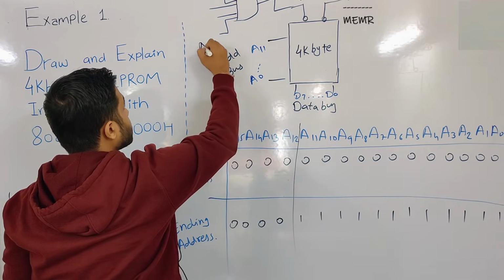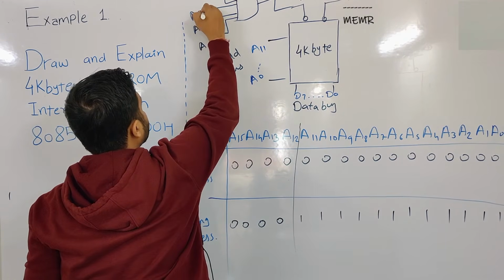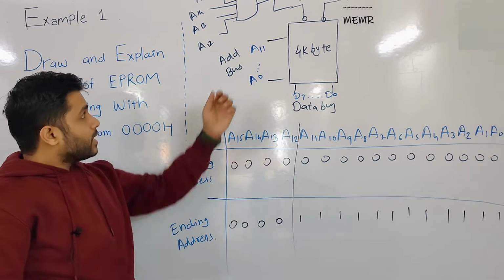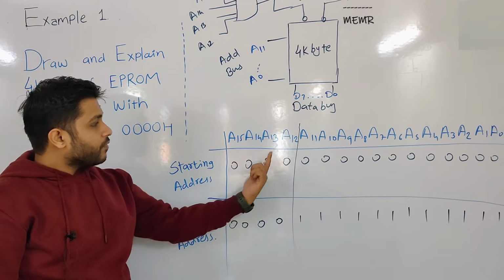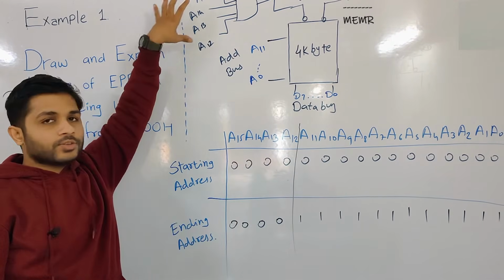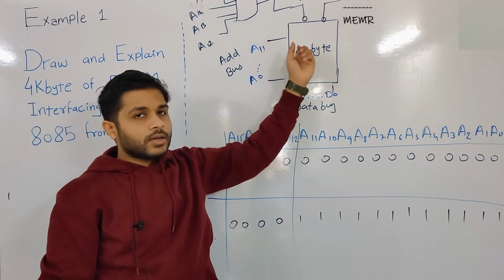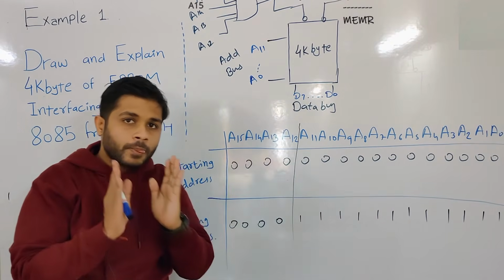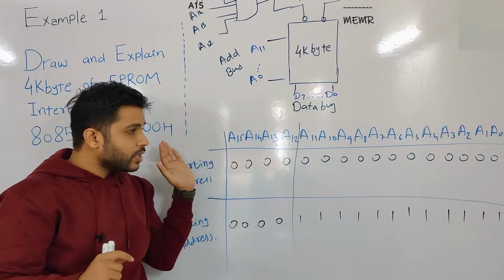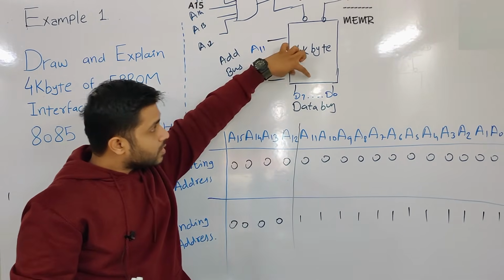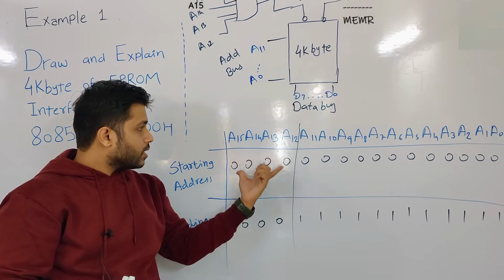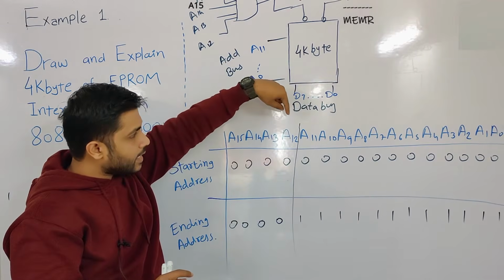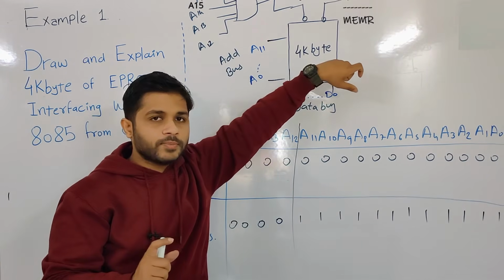So the remaining lines are A12, A13, A14 and A15. If you see in the memory map, the value of A12, A13, A14 and A15 is always 0. So when 0 arrives here, this chip will be selected. To access the starting location, the microprocessor sends A0 to A15 all zeros, and the first location will be selected because A12 to A15 is 0, so chip select is done. After chip select, A0 to A11 being 0 means the first location is selected.